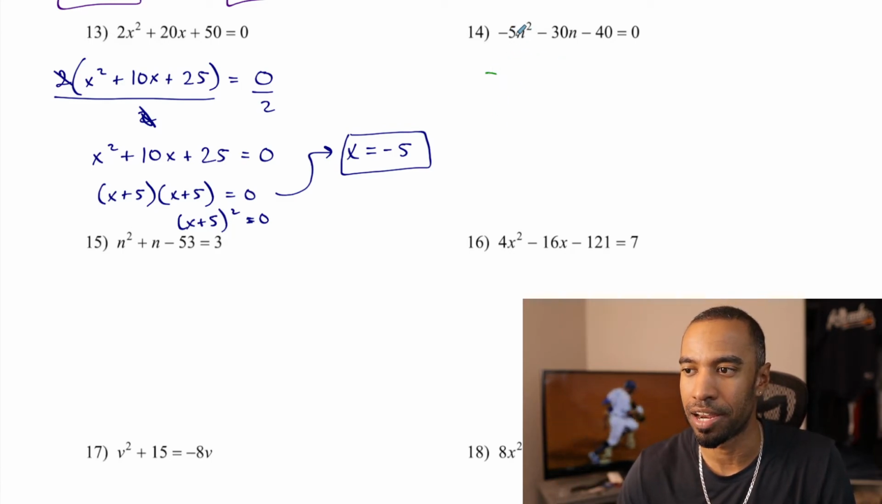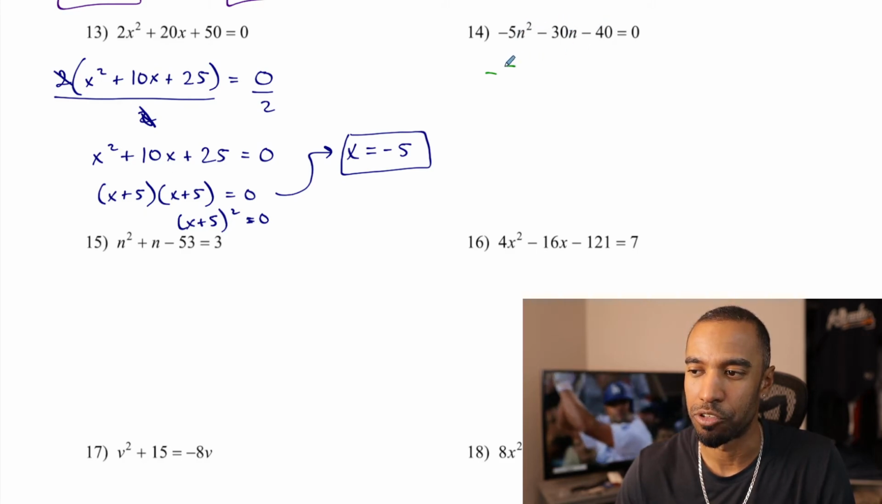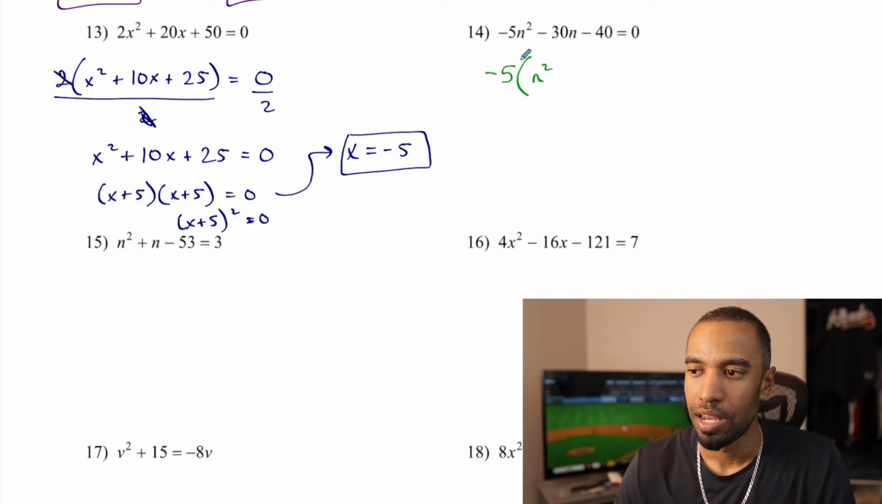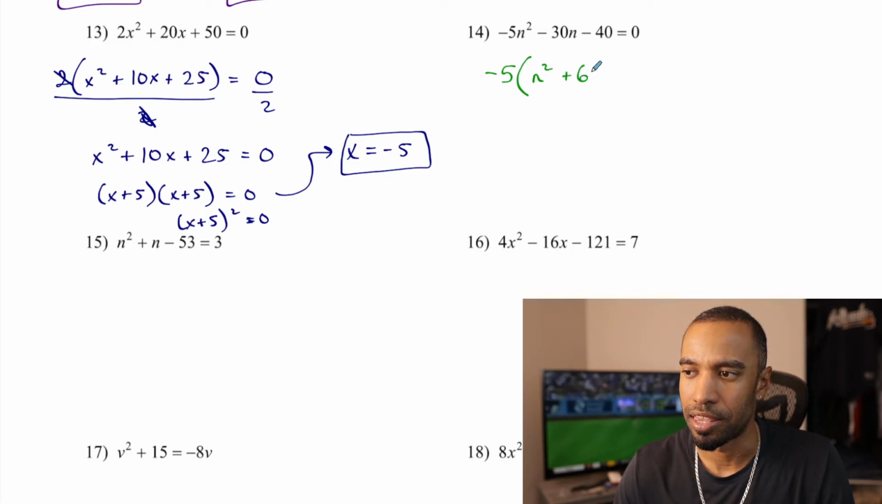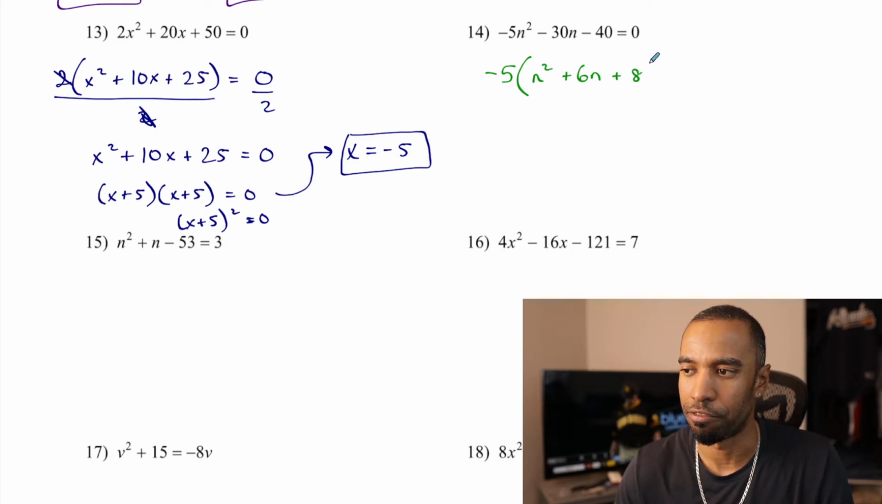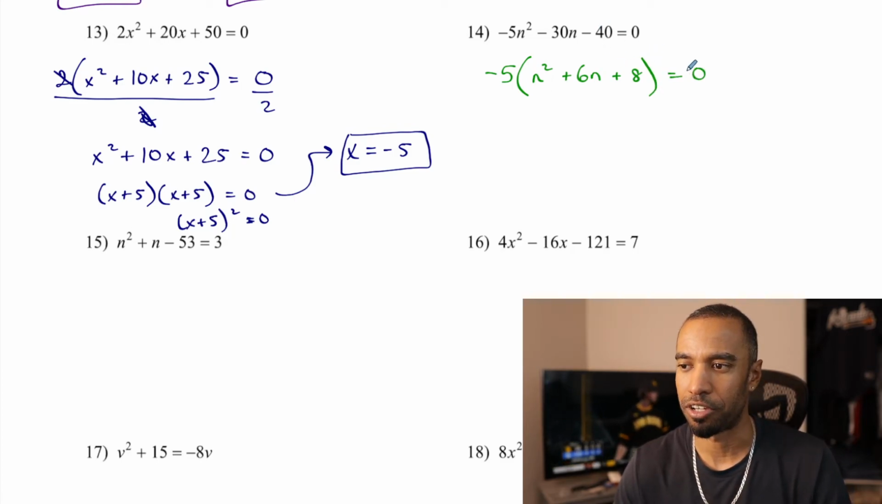Get the negative out of there, and all these numbers can divide by 5, so I'm going to factor the 5 out as well. Negative 5 times n squared gives you negative 5n squared. Negative 5 times what is negative 30? That would be a positive 6. And then there's the n. And then negative 5 times positive 8 is negative 40 right there. And there's that factored bit.